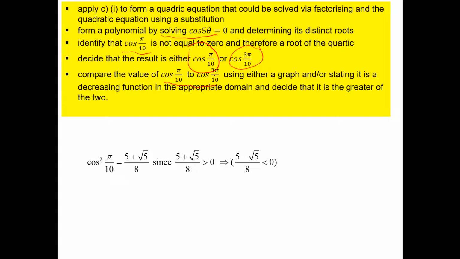Compare the values of cos pi on 10 to cos 3 pi on 10 using either a graph and/or stating it's a decreasing function in the appropriate domain, and deciding that it's the greater of the two.